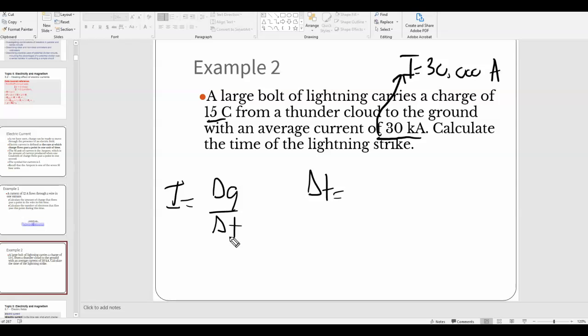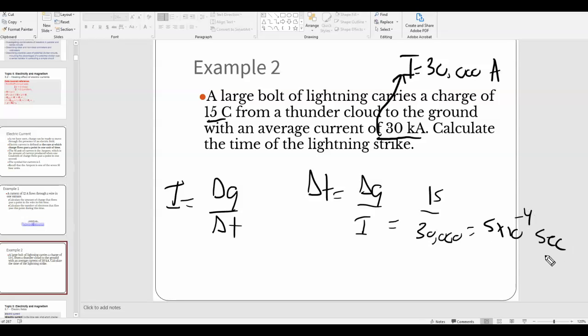So if you just rearrange this equation for T, you get charge over current. That's just basic algebra. You get 15 divided by 30,000. Typing that into the calculator, 15 divided by 30,000, we get 5 times 10 to the negative 4 seconds. Which is a very short amount of time, but that makes sense because it is a lightning strike. Okay, so pause there if you need to look at that some more.